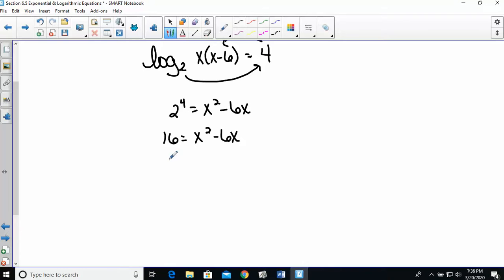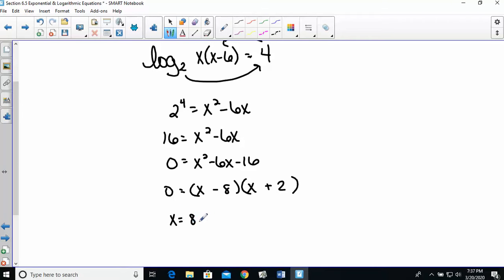This is a quadratic, and we always set our quadratics equal to 0. So I will subtract over my 16. Because it's a 1x squared, we can just do our shortcut box method. If it's any other number, you know you have to do the full box. So you need numbers that multiply to negative 16, add to negative 6. So that would be a negative 8 and a positive 2. Set those equal to 0, so you get positive 8 and negative 2.